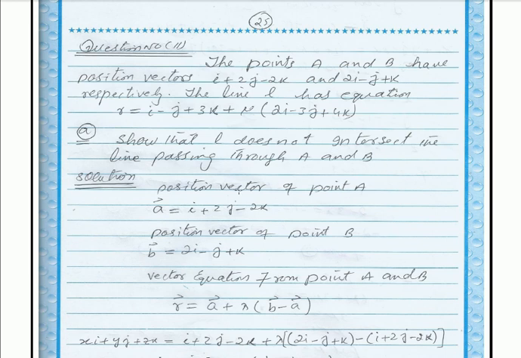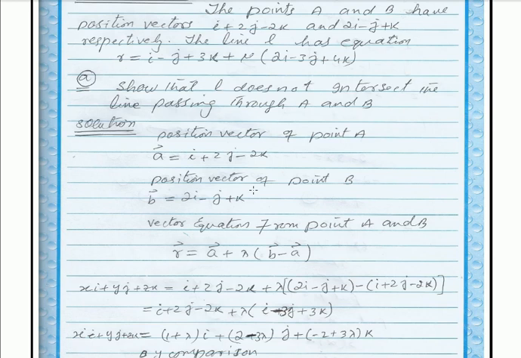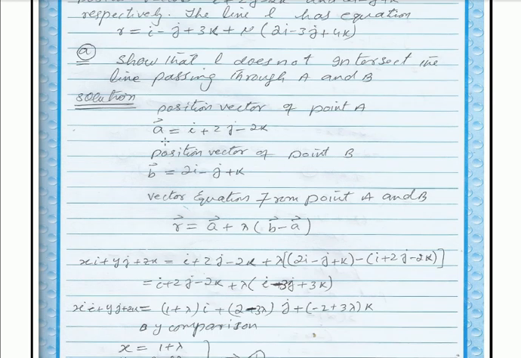So now we shall show that the line L and the line through A and B do not intersect. The position vector of point A is i + 2j - 2k, and the position vector of B is 2i - j + k. We know that in order to find the equation of the line from 2 points, we have the formula r = A vector + λ(B - A). This is the position vector.